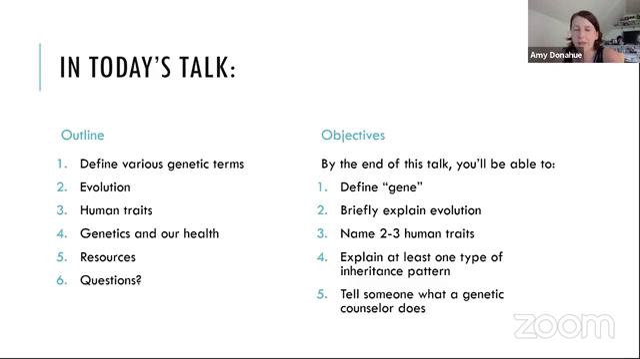And by the end of this talk, I have a few objectives. If you've had teachers who have objectives before, maybe you've seen these, but just to lay them out there, hopefully by the end of this, you might be able to define the word gene. Maybe you can briefly explain evolution. Name 2 or 3 human traits. Maybe explain at least one type of inheritance pattern. Maybe you already know how to do that. And then tell someone what a genetic counselor does. So that's a lot. I'm going to try to fit in just those high level things, no quizzes. If you don't come away with any of these things, I'm just happy to be here with you. And yeah, thanks for being with me.